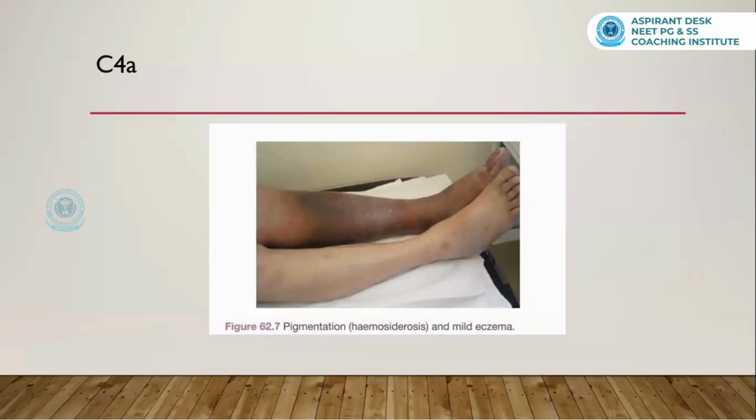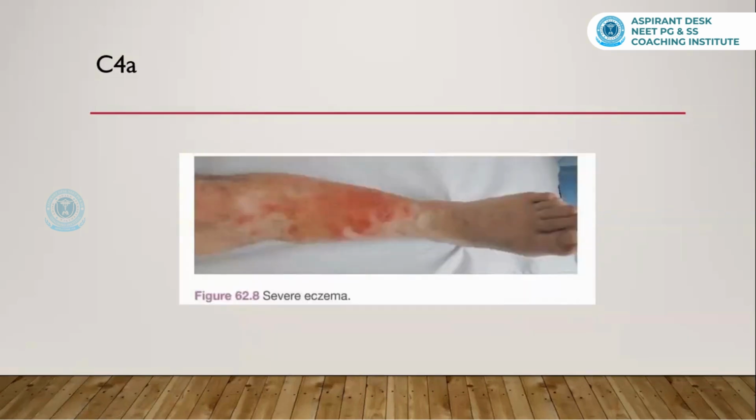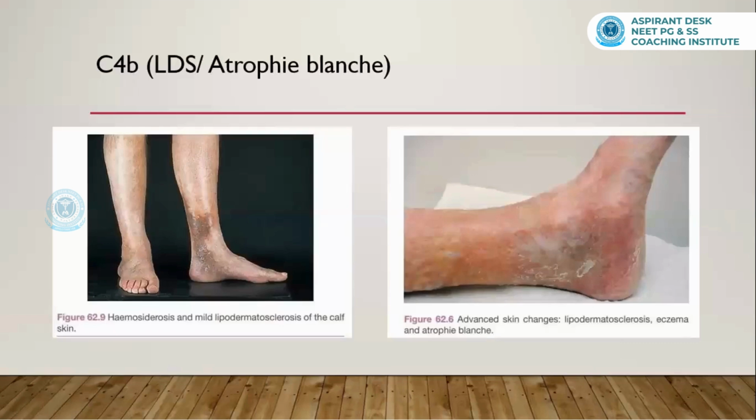So 4A is pigmentation. Pigmentation and mild eczema. Okay. C4A. Next one is also severe eczema, C4A. So pigmentation or eczema is C4A. And C4B is L, Premier League L. Okay. So lipodermatosclerosis or atrophie blanche. Atrophie blanche means atrophied white skin. Okay. This is atrophie blanche.